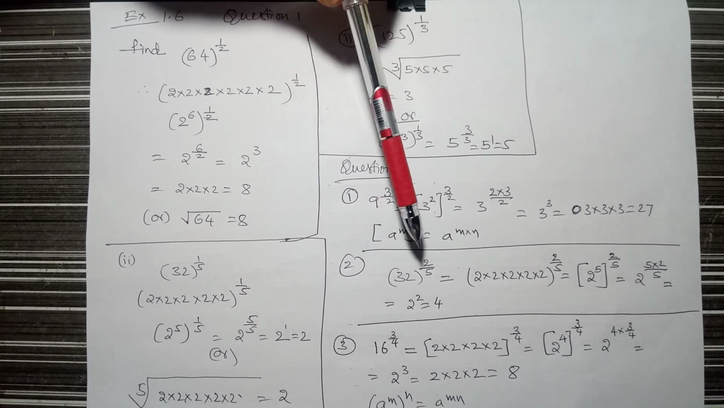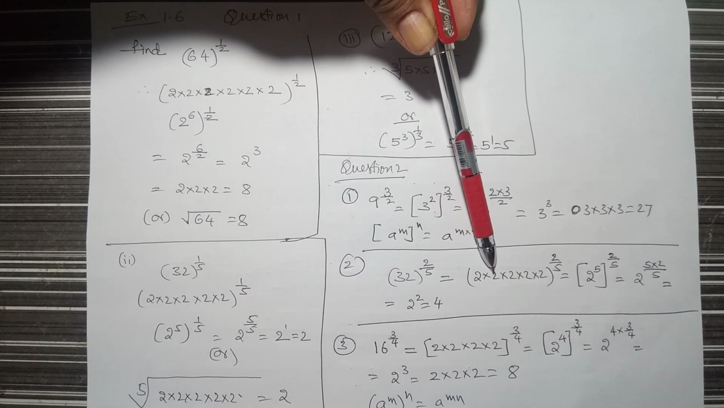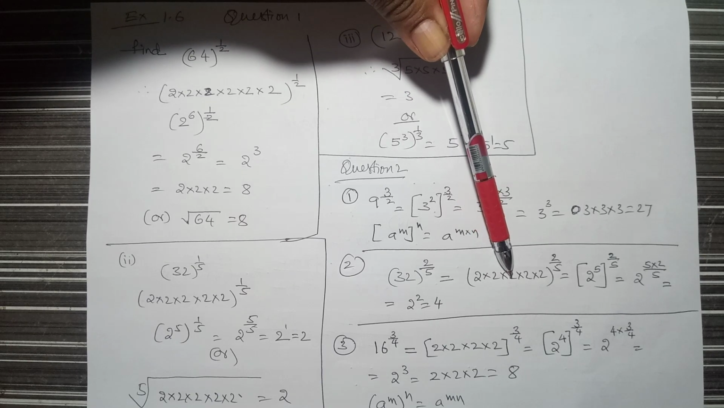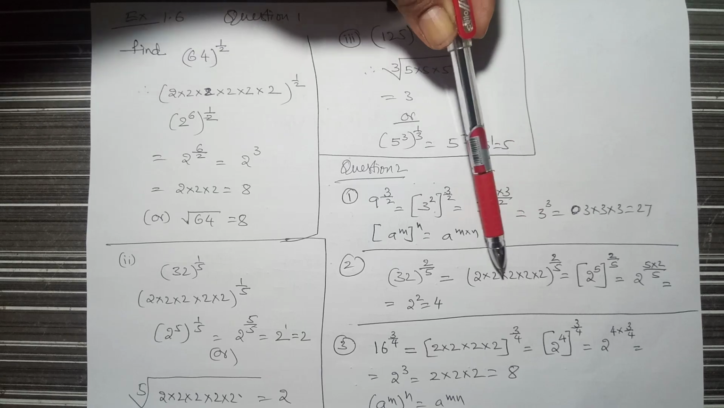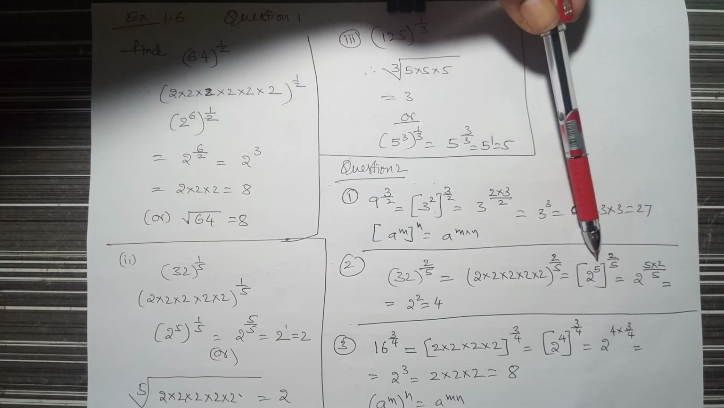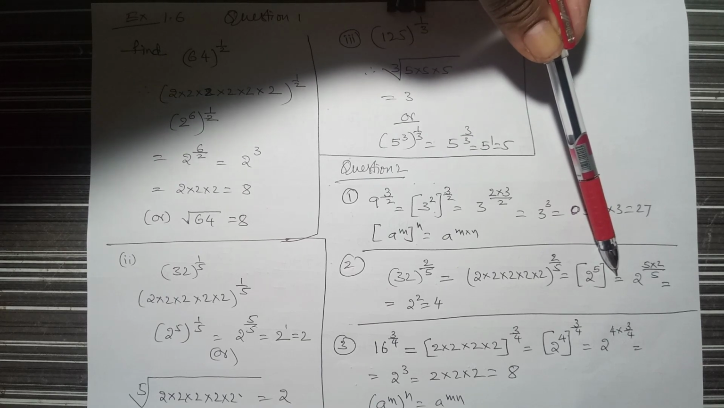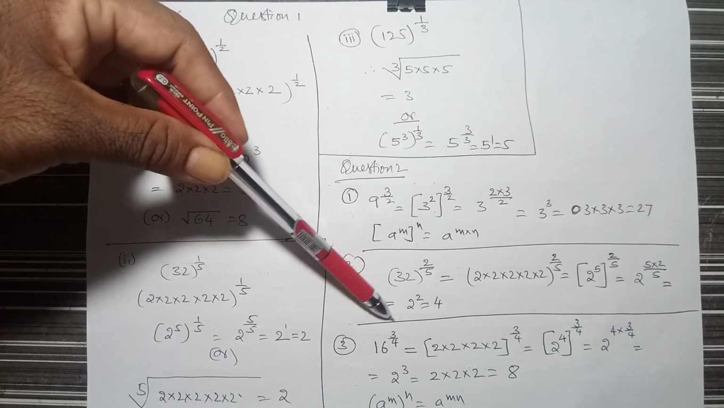Next question, 32 whole power 2 by 5. Therefore 32 can be written as 2 times 2, 4 times 2, 8, 8 times 2, 16, 16 times 2, 32. That means 2 power 5 whole power 2 by 5. 2 power 5 into 2 by 5, the 5 and 5 will cancel, 2 power 2, that is 4 will remain.